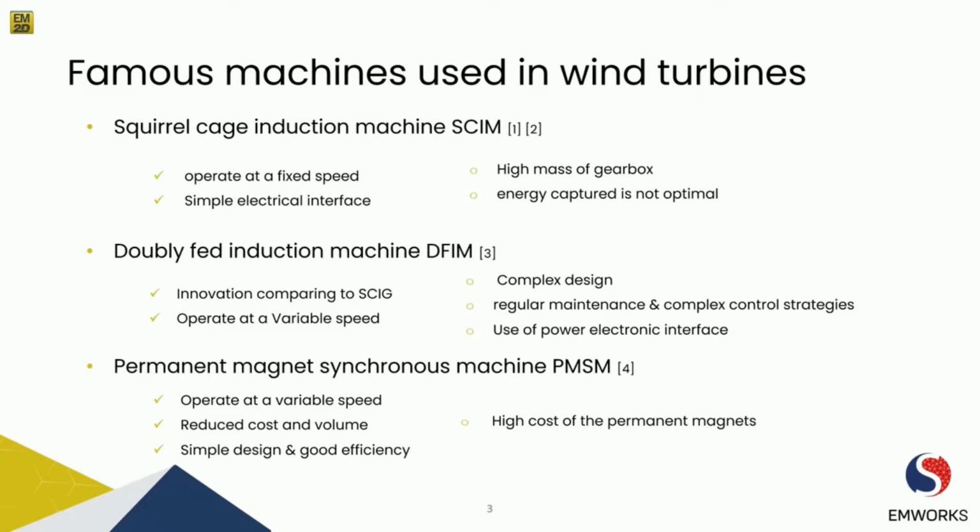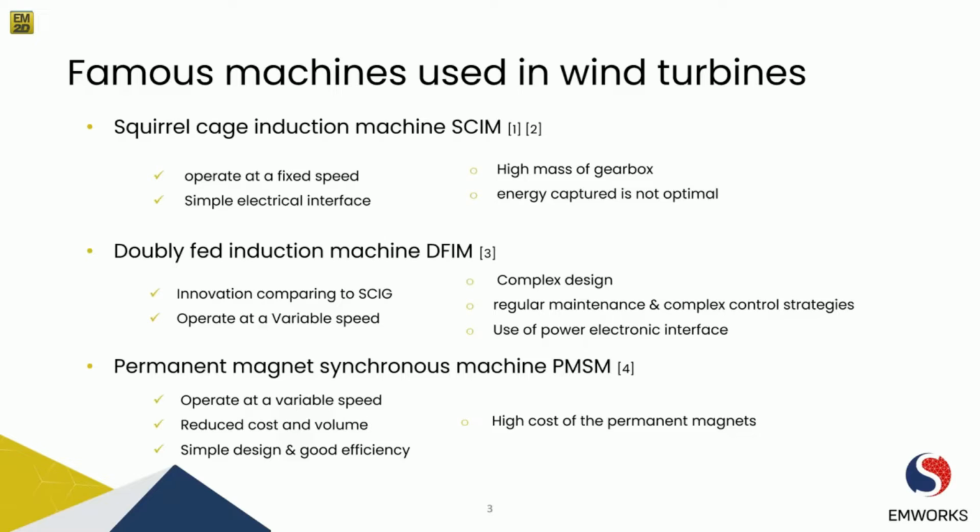Next we have the doubly fed induction generator. It has the same operating principle as the squirrel cage induction generator, having one rotor. It is an innovation compared to the squirrel cage induction generator, working with variable speed. The design is complex due to the presence of the brush ring assembly and the mechanical speed multiplier, and it requires regular maintenance, and its connection with the network needs a power electronic interface too.